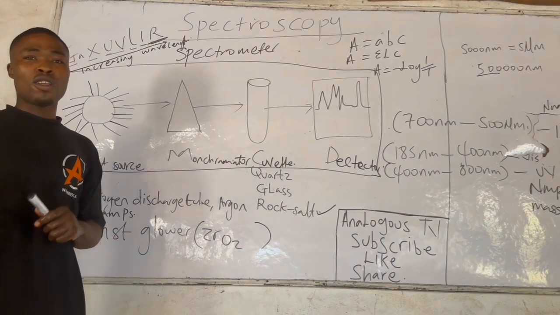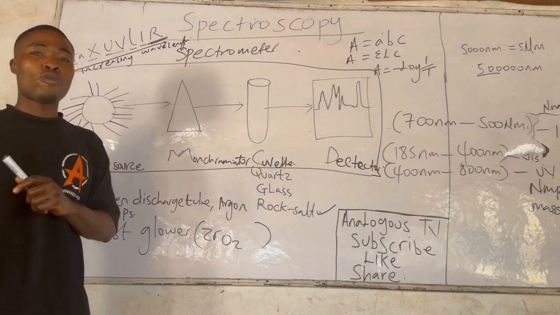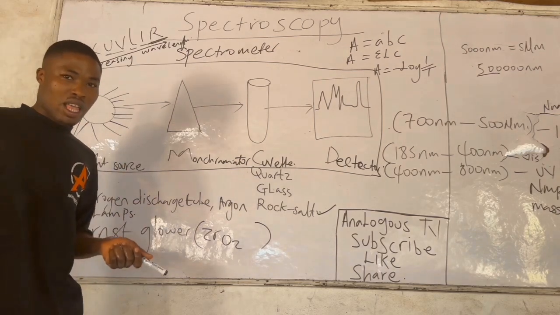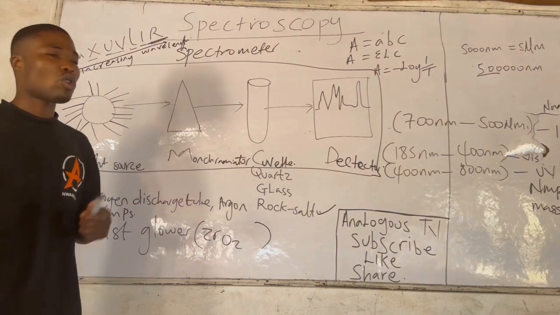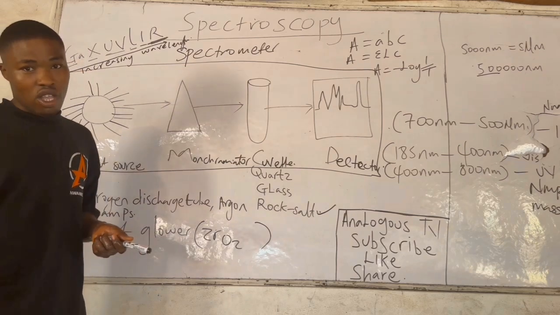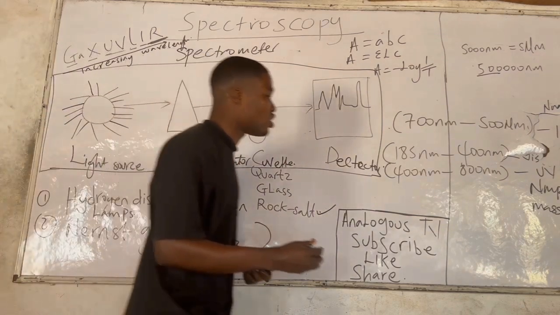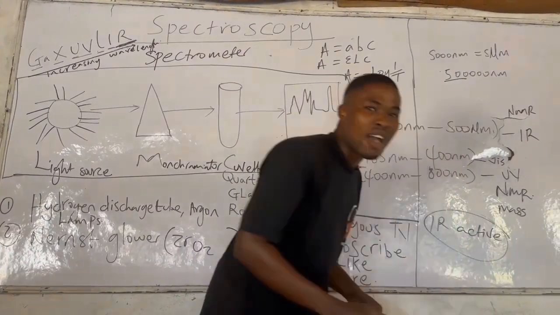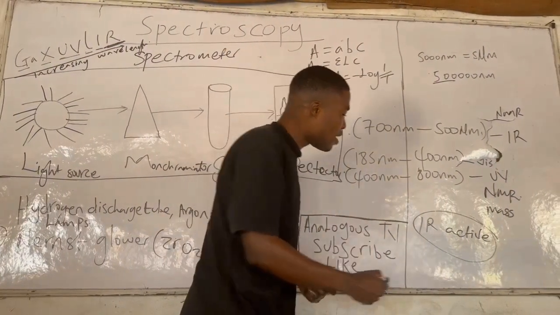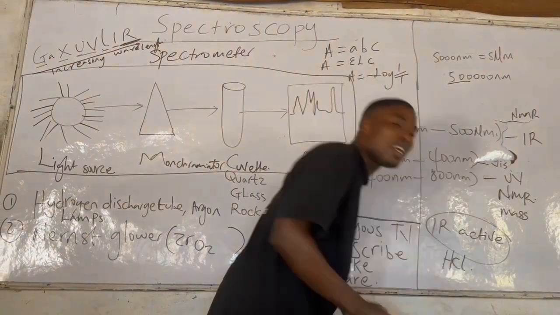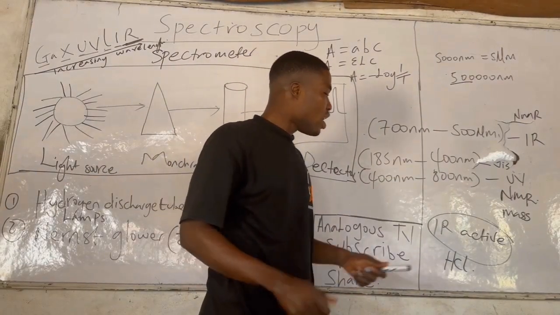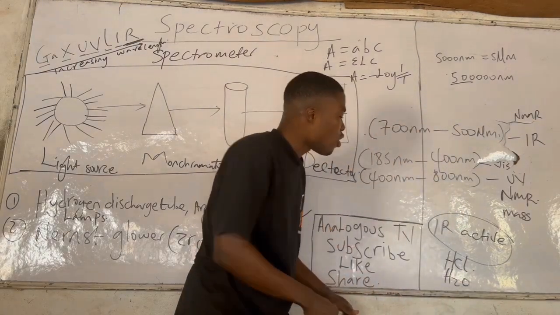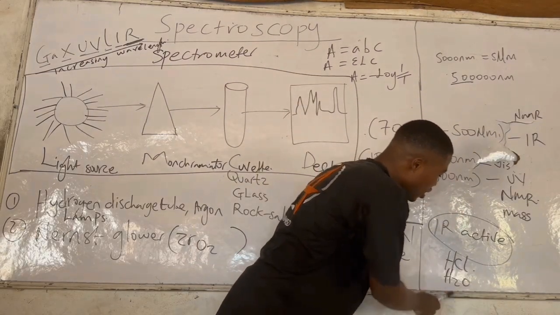IR spectroscopy is used to determine the presence of functional groups, the presence of atoms. Some atoms are IR active, others are IR inactive. An example of IR active molecules: IR active molecules are molecules with a dipole moment, where the charges can be separated. For example, HCl is an IR active molecule, and so is H2O, because I can separate the compound into H plus, Cl minus, H plus.